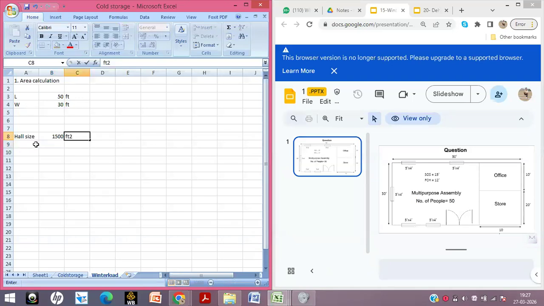Okay. So we calculate the hall size. Now we have different things, like one is office, one is store, so that area also we need to calculate. So let's write down first the office.